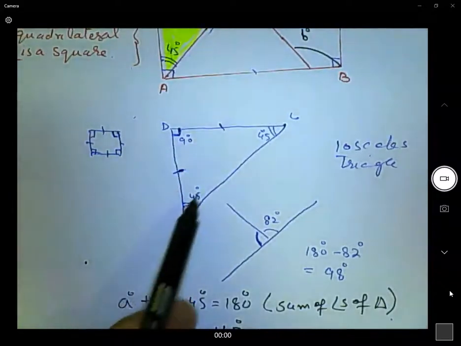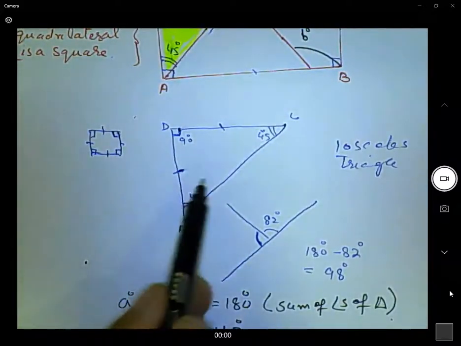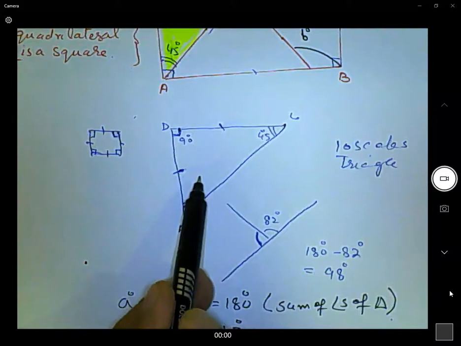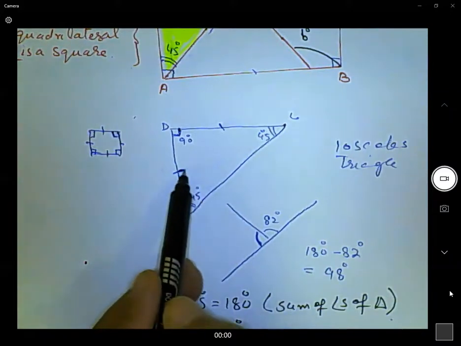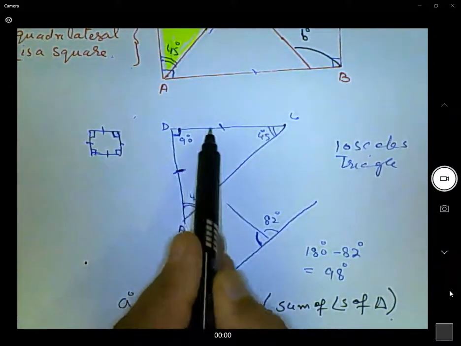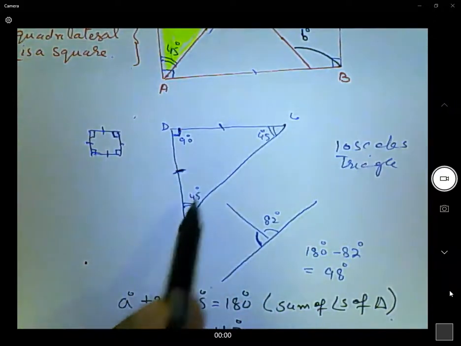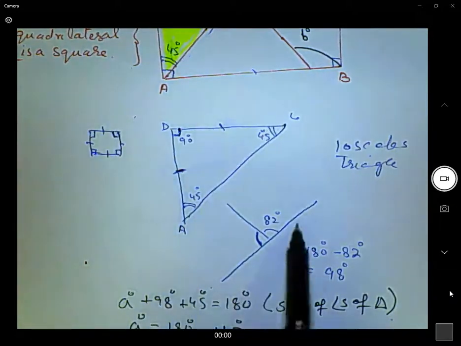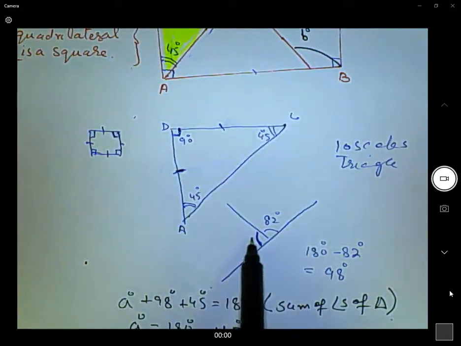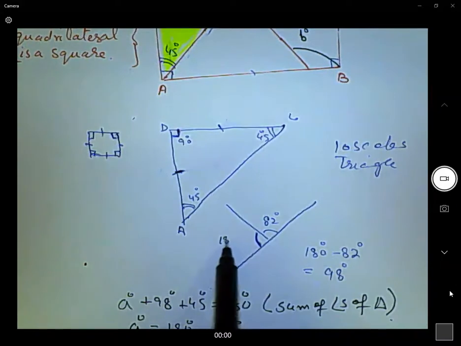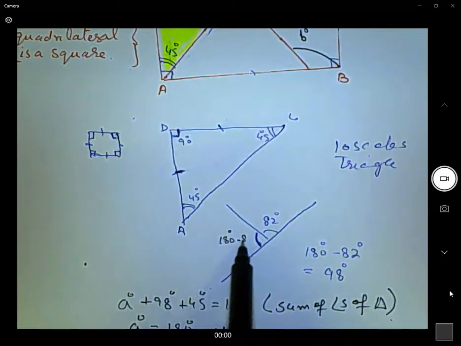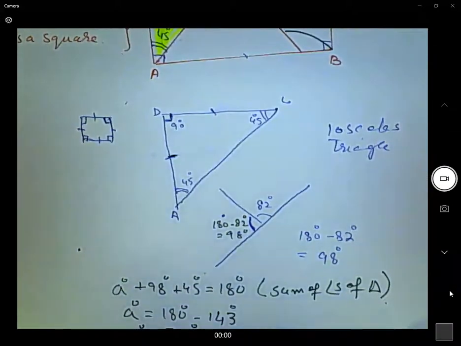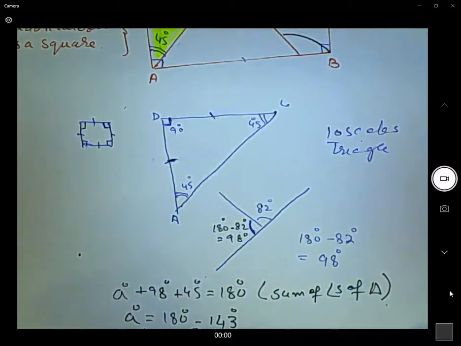And here also you see that it's an isosceles triangle. Yes, it's isosceles. According to the definition of an isosceles triangle, the base angles will be of equal degree. And here is a straight line, and you have to find this angle. It will be equal to 180 minus 82 degree, where you will get 98 degree. So that is the value, and on the basis of this we will find it.